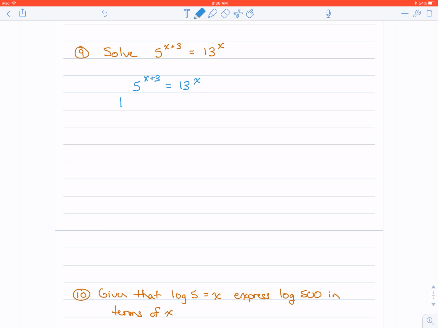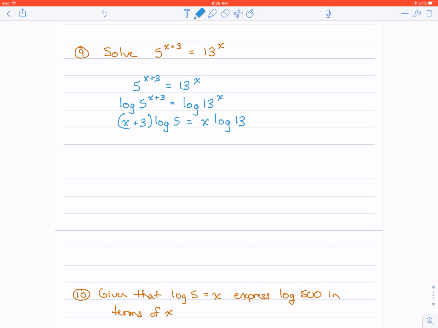So let's just use log base 10 for a couple reasons. One, we don't have to write an extra base. And two, everybody has a log base 10 key on their calculator. So the exponents now are going to pop out. So we get x plus 3 times log 5 equals x times log 13. All right, and then we can just find log 5 and log 13 and do the necessary math behind it.